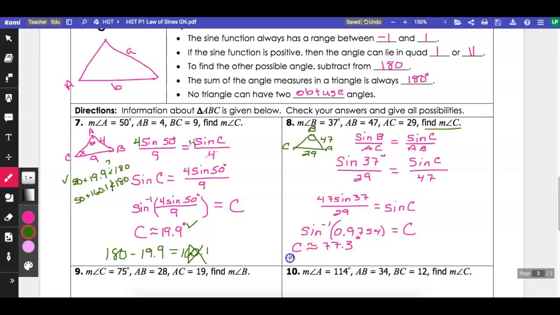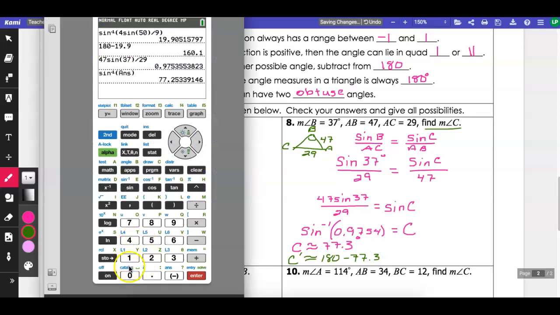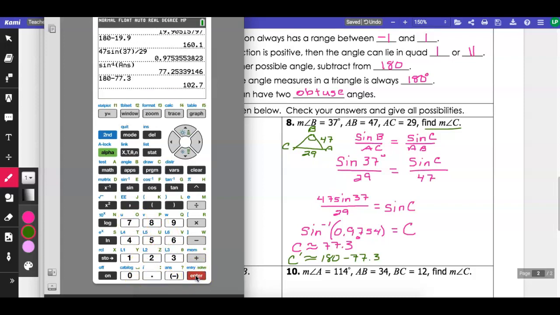There's another possibility for C, so we call that C prime. And to find C prime, it's going to be 180 minus 77.3. So pull that calculator back up. We type in our 180 minus, and again, you could use that exact value that we just found, or we can just type in our 77.3. Okay, so that's approximately 102.7.